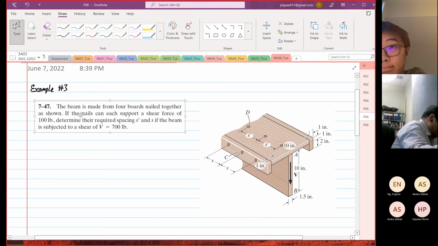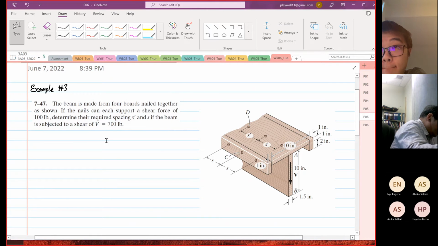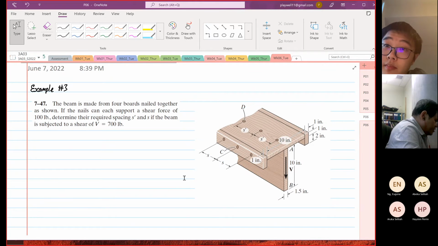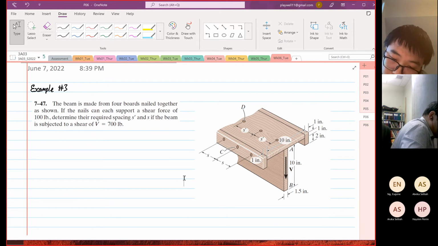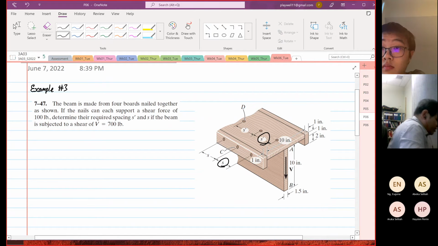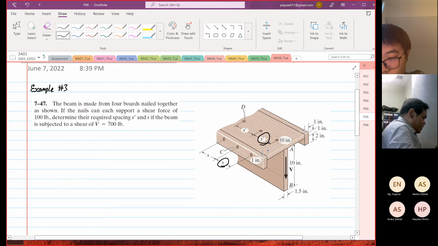So we are given the beam is made of 4 boards nailed together as shown. Each nail can support a force of 100 pounds. Determine the required spacing S prime. S prime is this distance over here. S is this distance over here for the horizontal nail. S prime is for the vertical nail. The beam is subjected to V equal to 700 pounds. Right, so we know the resistance force.